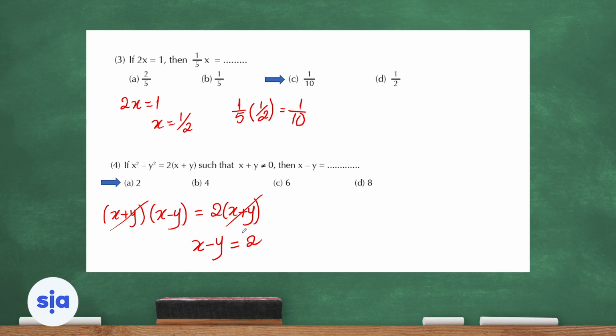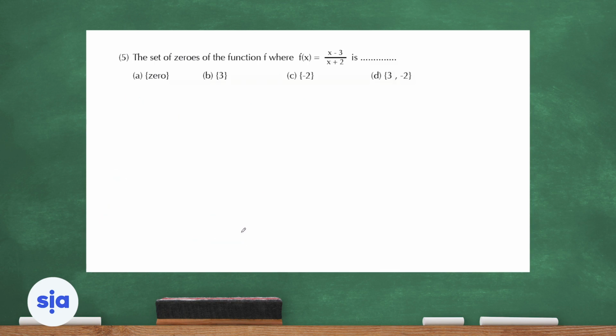Let's move on to question 5. The question here is asking the set of zeros of the function f, where f of x equals x minus 3 over x plus 2. The set of zeros are the values of x that make this function equal 0. So how do we do it? We make x minus 3 equals 0. So the x value is 3. So in this case, our choice is choice B.